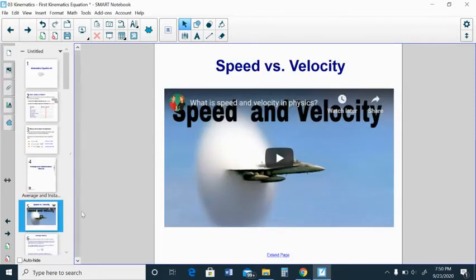So in the last lesson, the first lesson that we did for the unit, we talked about speed. Now there are some similarities between speed versus velocity, but there is a key difference. So take a moment to watch this video clip.